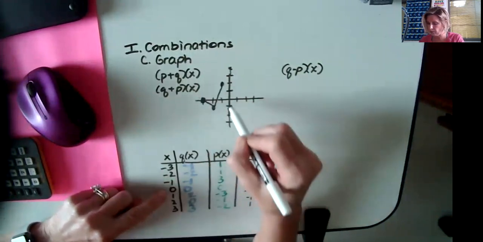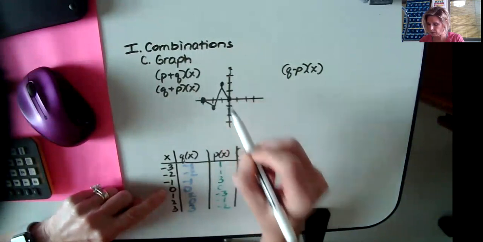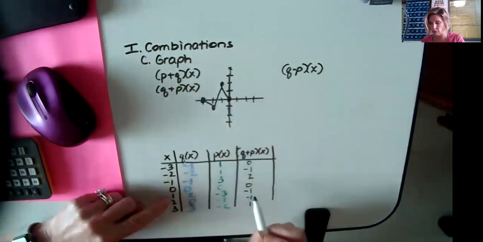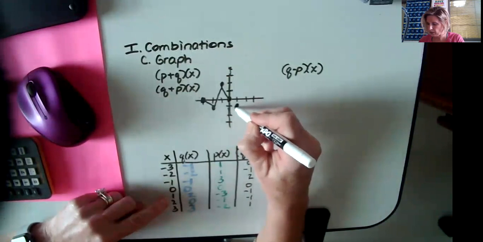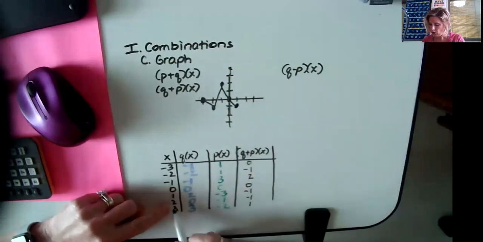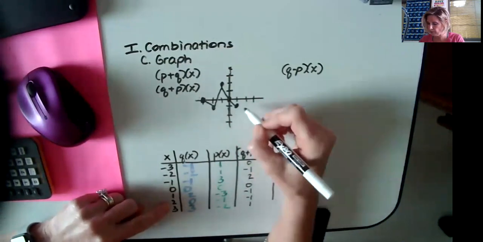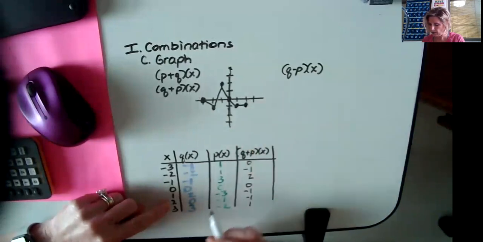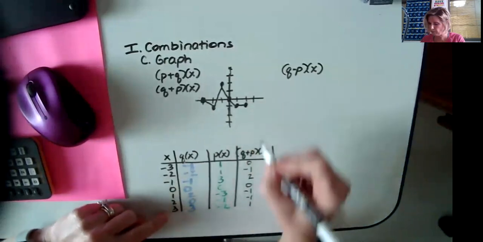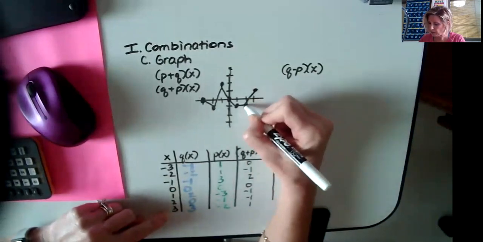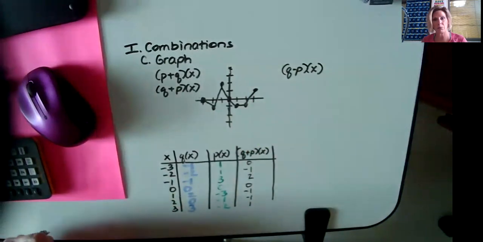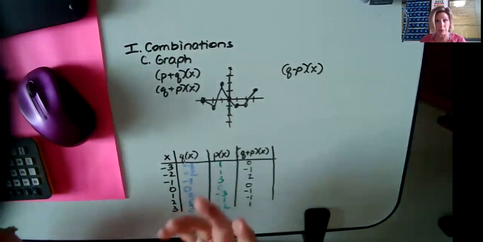0, 0, 1, -1, 2, -1, and 3, 1. And that's my graph of Q plus P, or P plus Q.